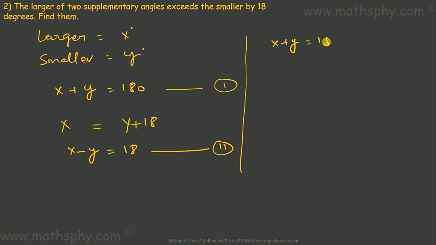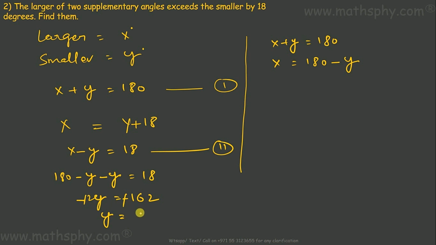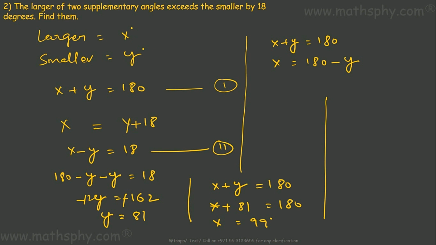X plus y is 180. So x would be 180 minus y. X minus y is 18. Replace this x with this value. So 180 minus y minus y is equal to 18. So minus 2y is equal to 18 minus 180, which is negative 162. Negative cancelled. Y is equal to 162 divided by 2 gives you 81. X plus y is 180. X plus 81 equals 180. So x would be 180 minus 81, which is 99 degrees. So the larger angle x would be 99 degrees. The smaller angle y would be 81 degrees.